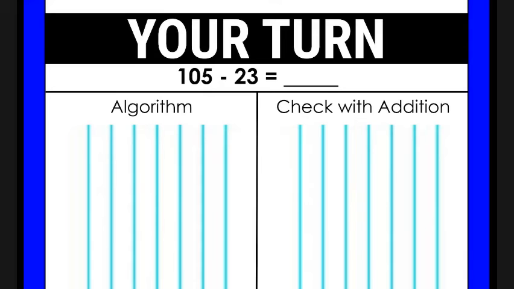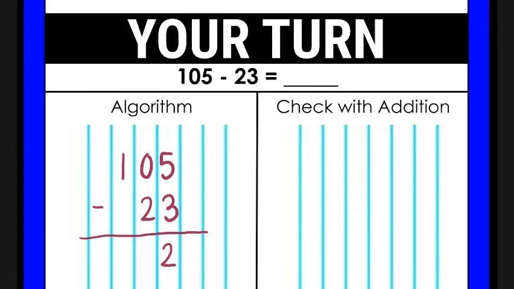So let's first do the subtraction. We have 105 minus 23. Let's subtract our ones. 5 minus 3 is equal to 2.